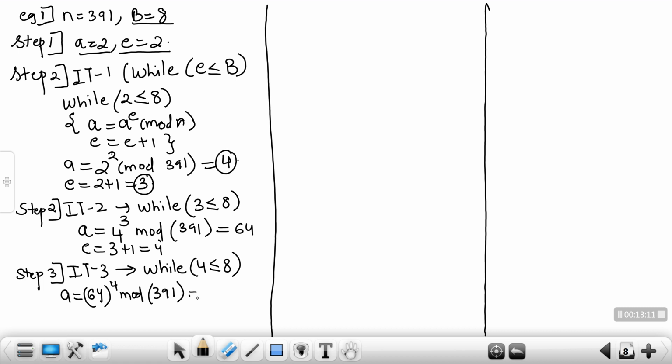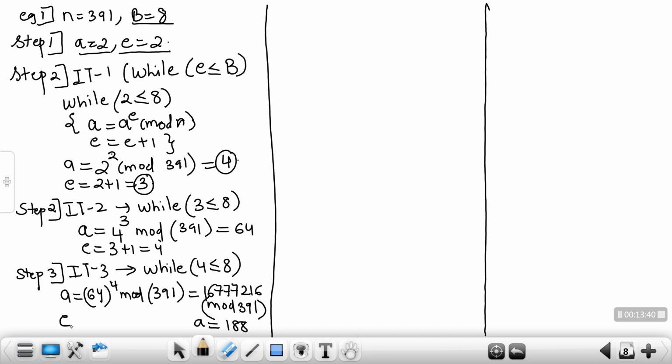When I calculate it on the calculator, I have got 16777216. Please do these calculations. Mod of 391. So when I calculate this, 16777216 divided by 391, when I divide it, I get the answer over here as 188. So the new value of A is nothing but 188 in my third iteration.